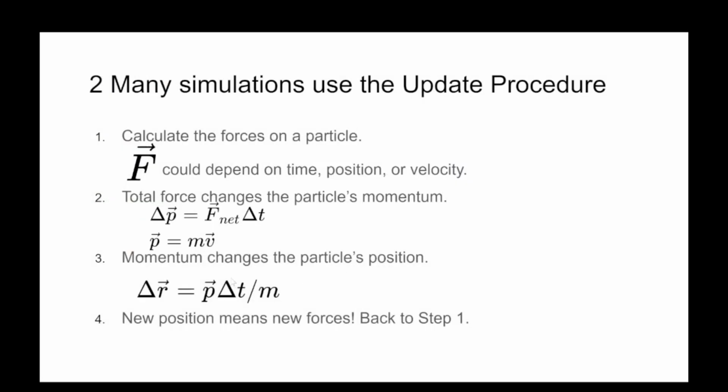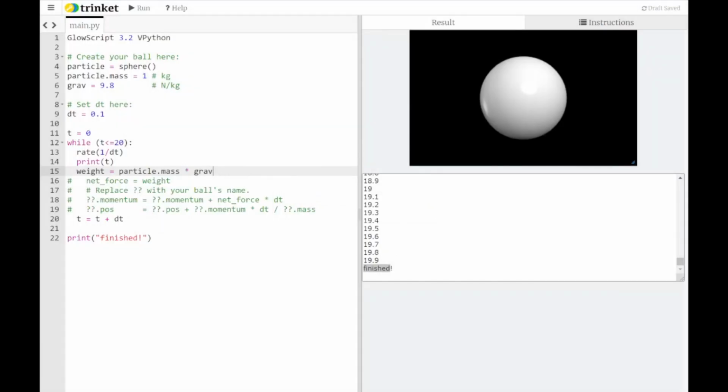Since position is a vector, momentum has to be a vector. Since momentum is a vector, force has to be a vector. So I need to actually give this thing a direction, and since gravity works down, I just need a vector that's got 0 in the x, a -1 in the y, and a 0 in the z.